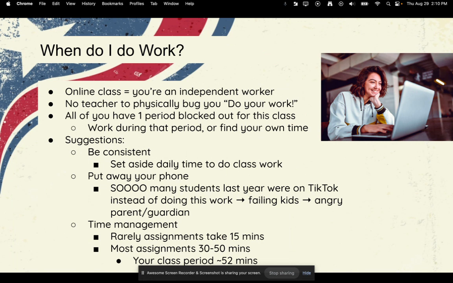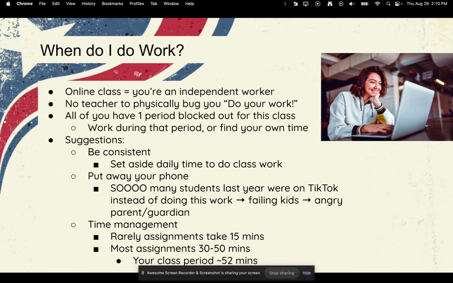So all of you have at least one period blocked out for this class. So work during that period or find your own time. My suggestion to you would be to be consistent. So set aside daily time to do class work, put away your phone. So many students get distracted by TikTok when doing work, and this really leads to failing kids and also angry parents and guardians. So please just put away your phone.